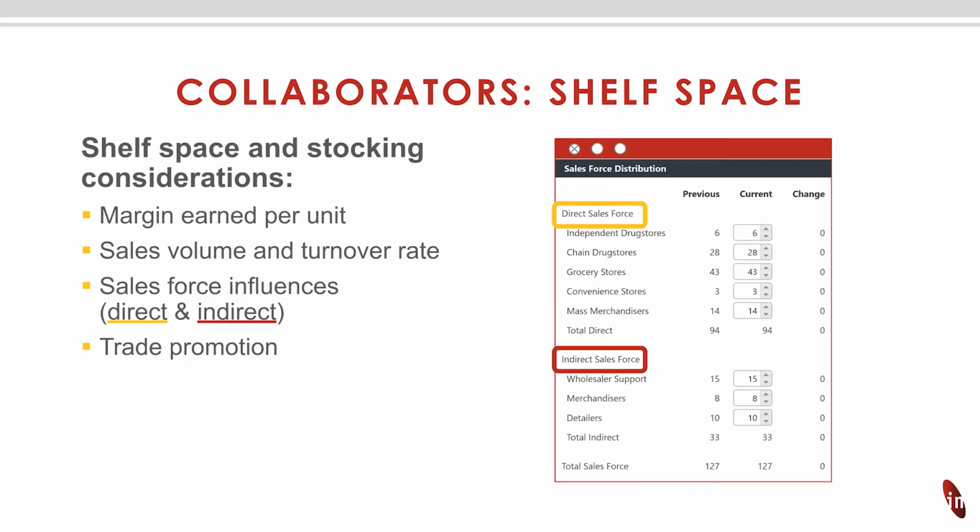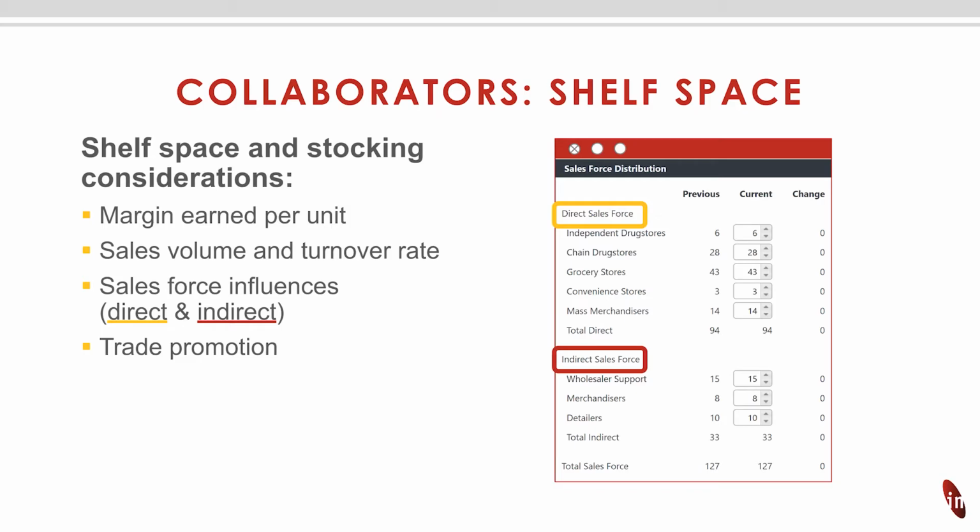Shelf space is especially important in categories where the decision of what brand to purchase is made in the store. Retailers tend to give more shelf space to brands that are more profitable to them, which means the margins earned and how much volume is sold, and to brands where manufacturers actively service the account.